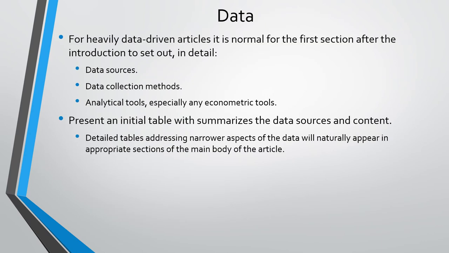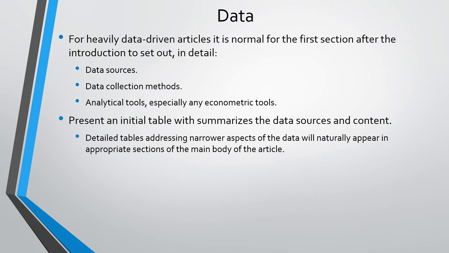Now, a data section is only going to exist as a discrete part of your chapter or article for heavily data-driven articles. In heavily data-driven articles, it's normal for the first section after the introduction to set out in detail the sources, the data collection methods, and analytical tools, especially for econometric tools, as we discussed in the previous lecture on quantitative methods. If you have a heavy amount of data in your article, you will present an initial table which summarizes the data, sources, and content. You will then probably, in a data-heavy article, have detailed tables addressing narrower aspects of the data, subsets of the data, in the appropriate sections to follow.